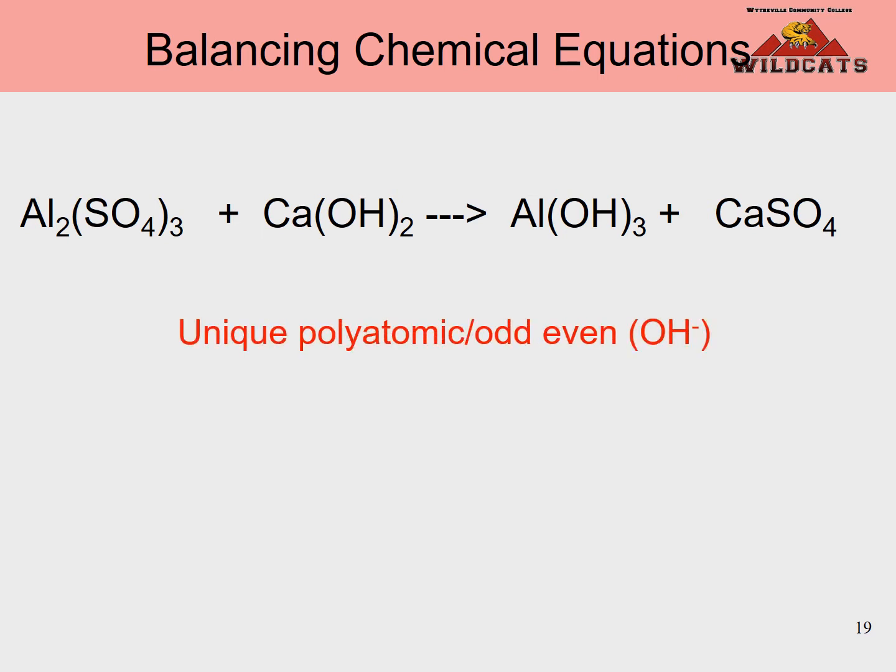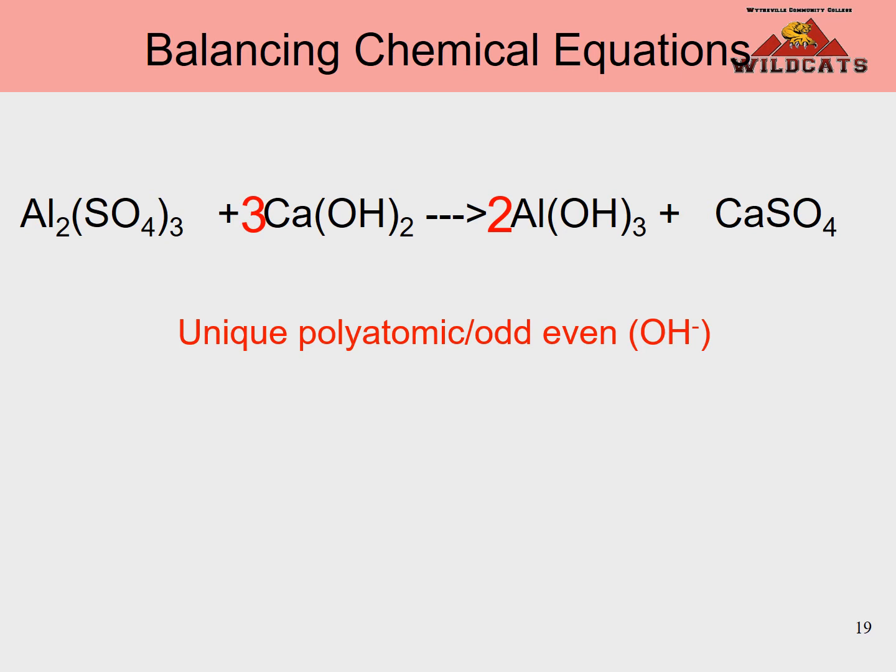And so we've got the unique polyatomic ion, and we also have an odd-even. So we can do two things at the same time. And when we do that, it's going to make this equation, I think, really easy to balance. Because if you'll notice, I've got an odd number of OHs on the right-hand side. So I'm going to put a 2 in front of the aluminum. And because I put a 2 in front of the aluminum, I've got 6 hydroxides. I need 6 on the left, so that's why I put a 3 in front of the calcium.